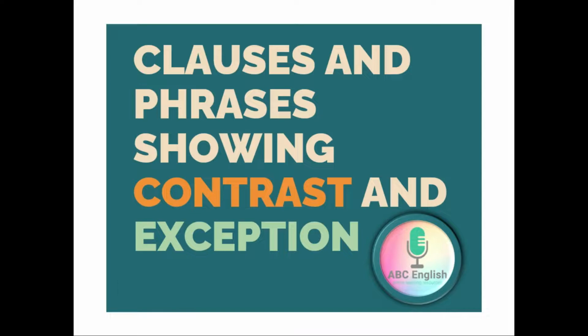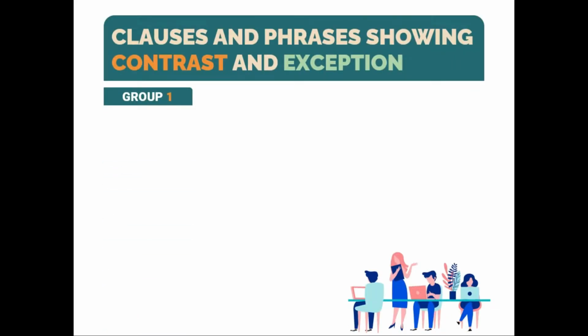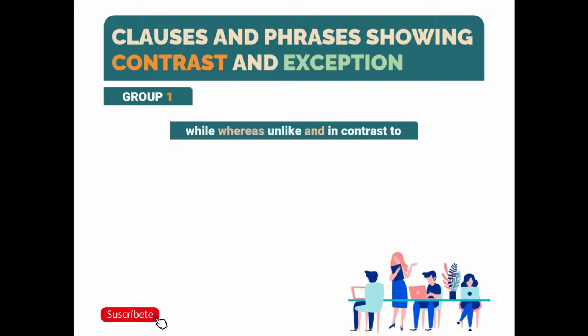We're going to dive into the first topic from unit number 9, clauses and phrases showing contrast and exception. Today we're going to talk about a few conjunctions that help us show contrast and exception. Now, the first group is formed with while, whereas, unlike, and in contrast to. They are used to show contrast between the information in two clauses of a sentence.